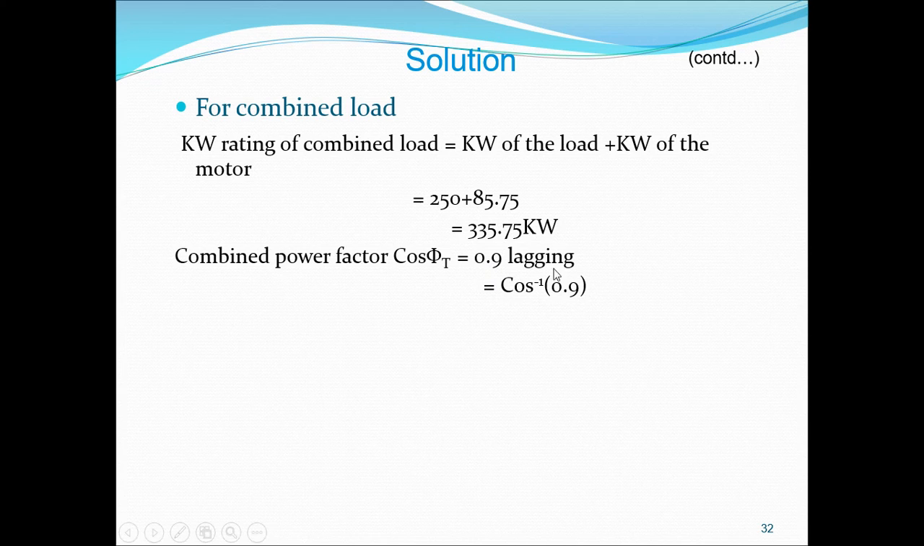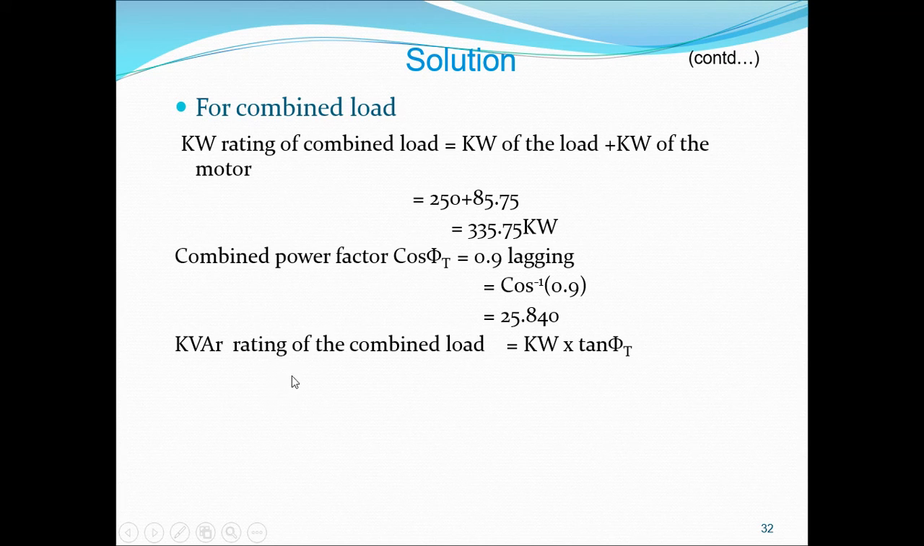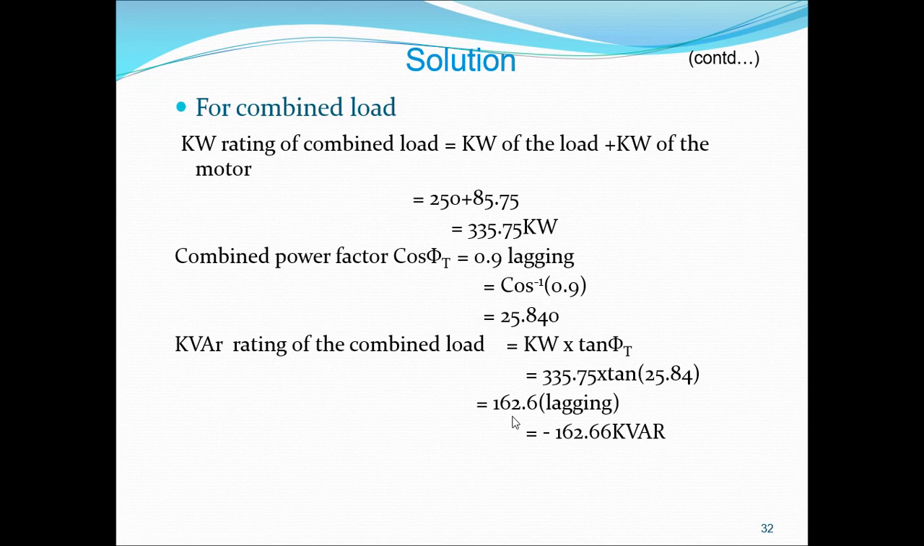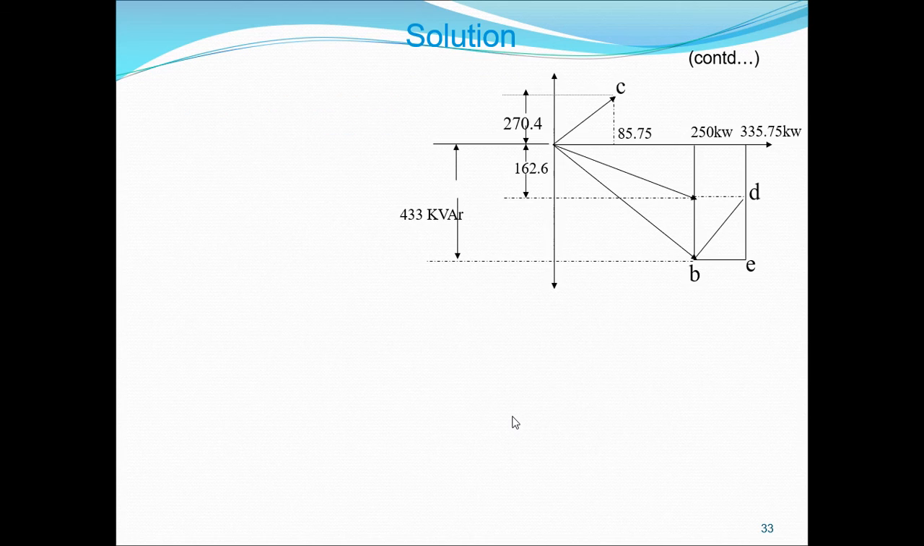From this we can calculate the angle for the total power factor, that is cos inverse of 0.9, that is 25.84. So kVAR is equal to total kW into tan phi. So that is 335 into tan 25.84 degrees, that is 162.6 kVAR combined kVAR. Now deduct these two.